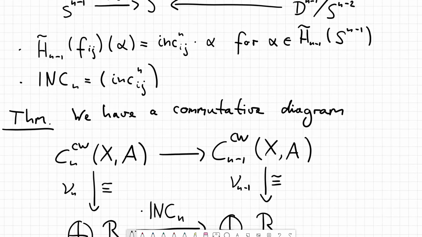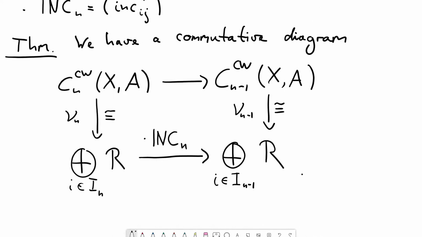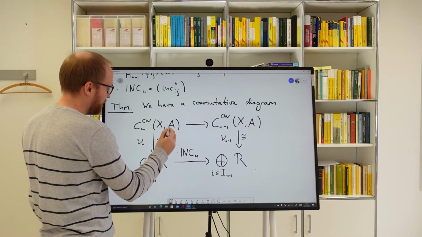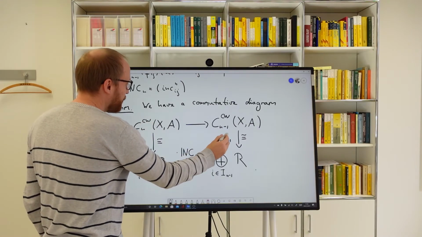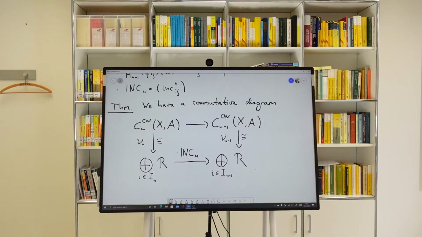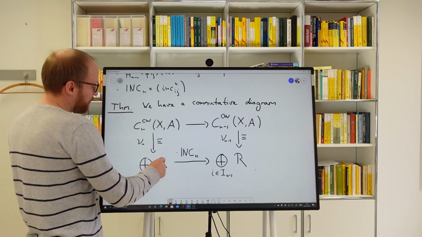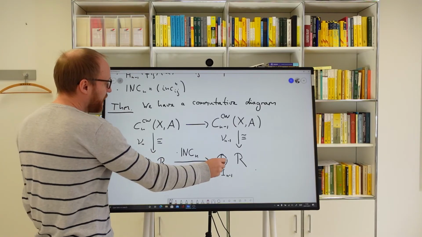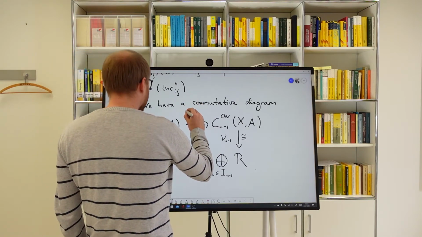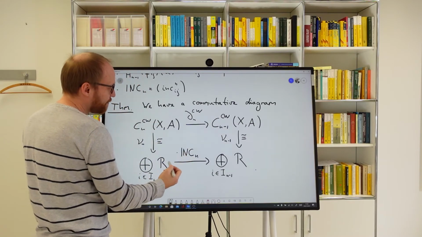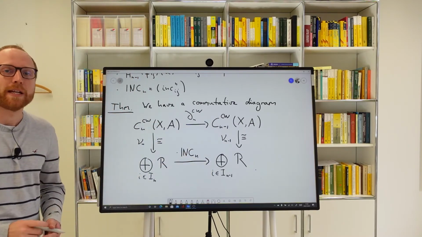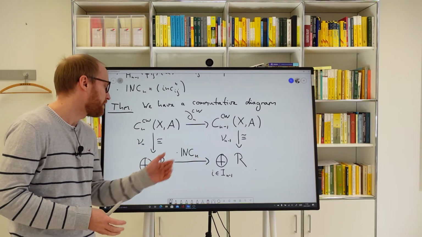And then the statement of the theorem that we want to prove today is this one. If we identify the cellular chain complex of the relative CW complex (X, A) by means of these isomorphisms nu_n that we introduced a couple of videos ago, with a direct sum of R's down here, then the n-th cellular differential is just given by right multiplication with this incidence matrix, with respect to this block decomposition.